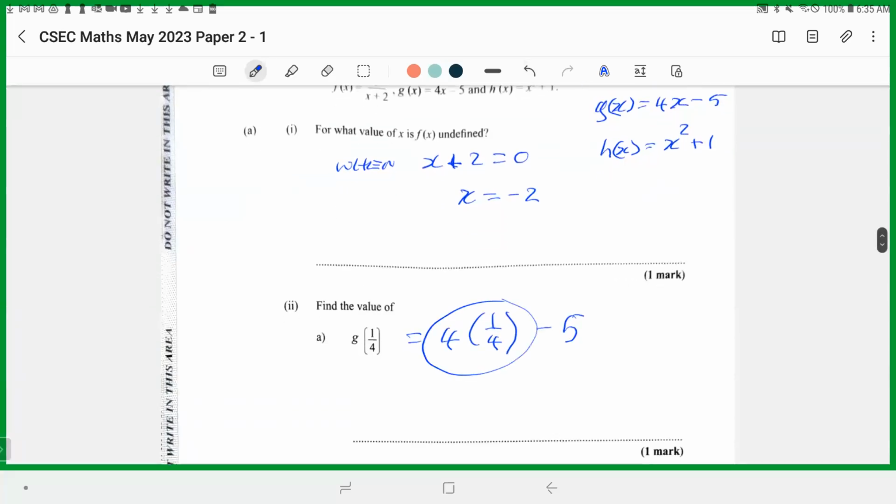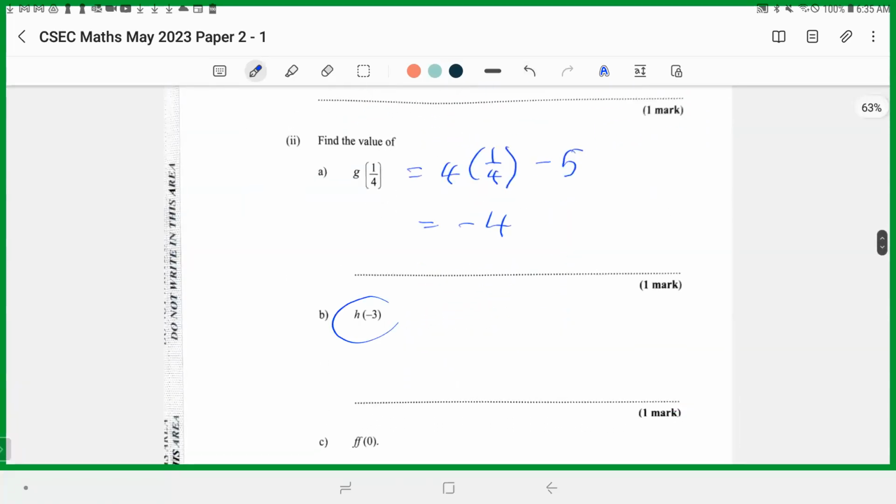4 times a quarter is 1. 1 minus 5 is negative 4. So that answer is negative 4. Next thing we want is h of negative 3.